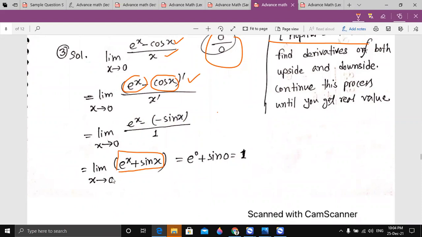And now we can plug in the value, right? Because e to the power 0 is 1 and sin 0 is 0. That means 1 plus 0, that means 1.